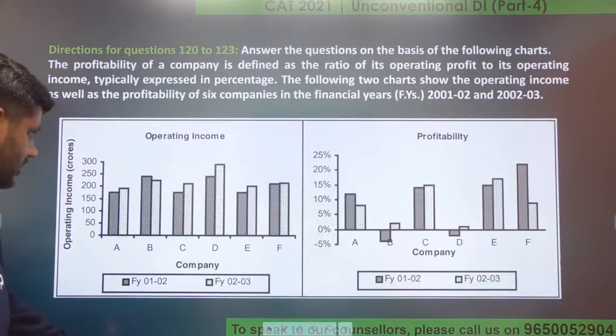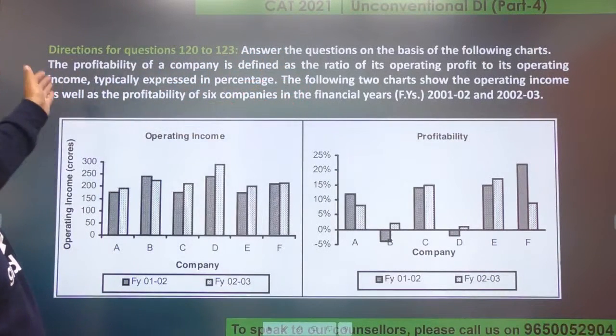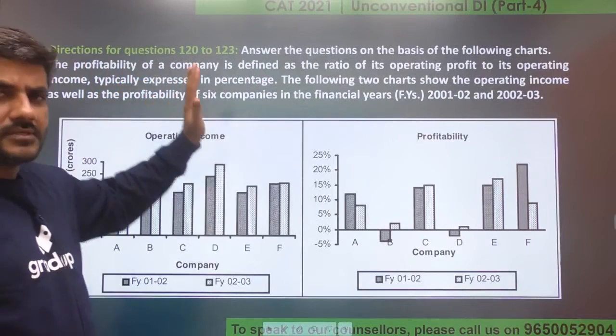Done. चलिए जी. So the data says the profitability of a company is defined as the ratio of operating profit to its operating income, typically expressed in percentage.